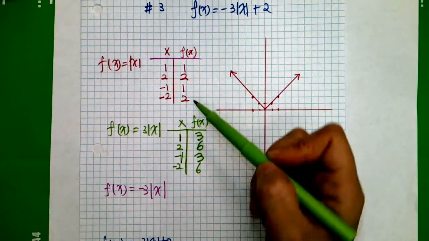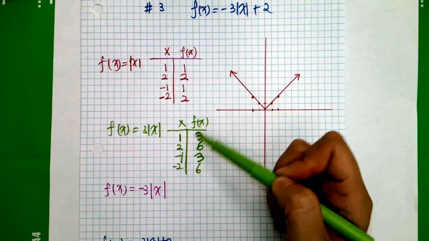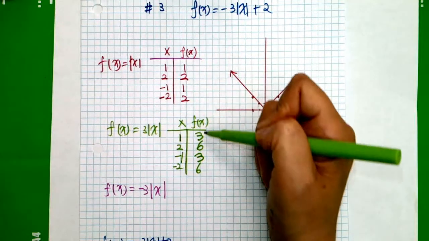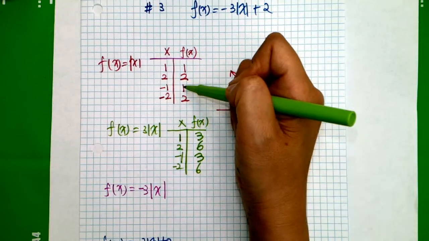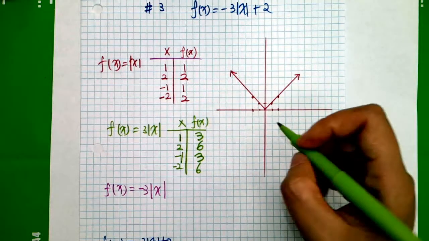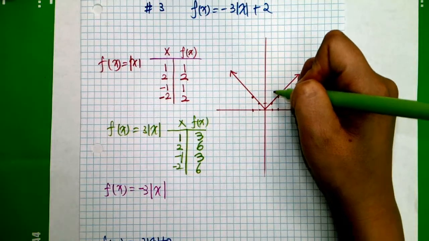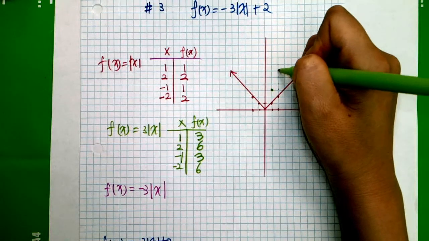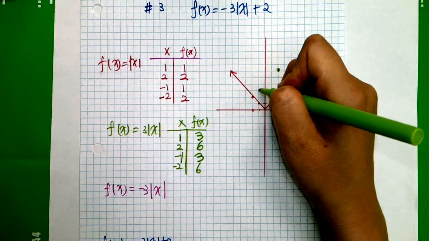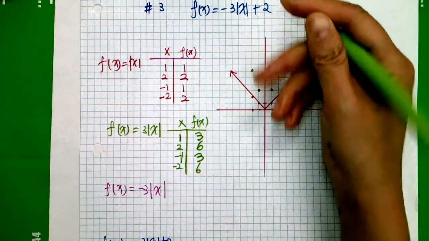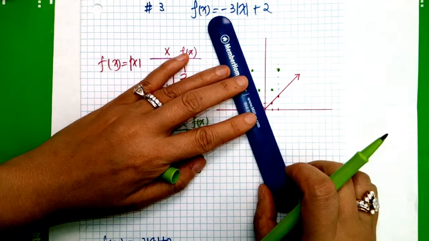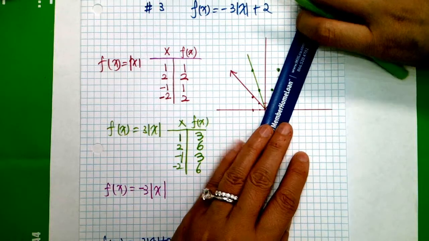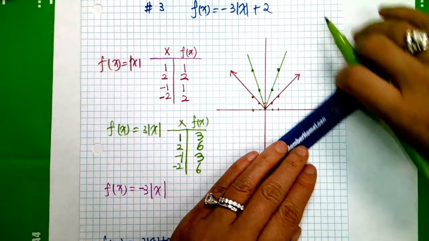So every single x coordinate stays the same, but every single y coordinate will become 3 times bigger. So 1 times 3 is 3, 2 times 3 is 6, 1, 3, 2, 6. When we plug in, our graph will look like this. 1, 3, 2, 6, negative 1, 3, negative 2, 6. This green graph will represent f of x equals 3 times absolute value of x.